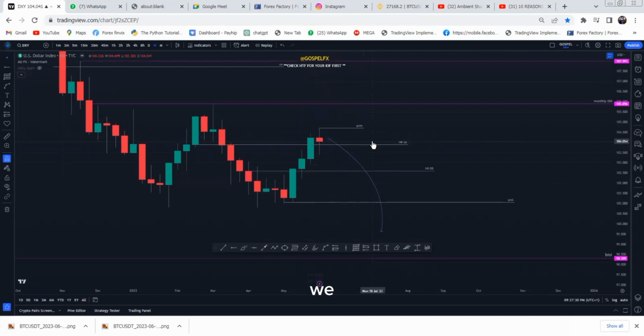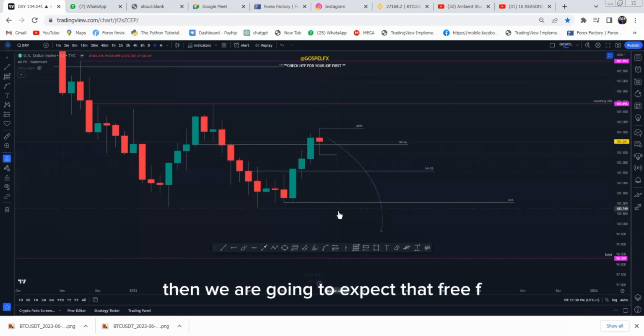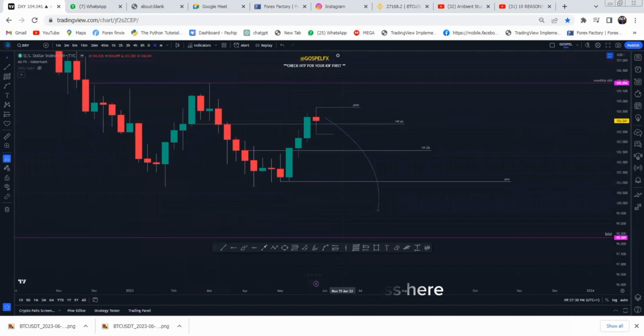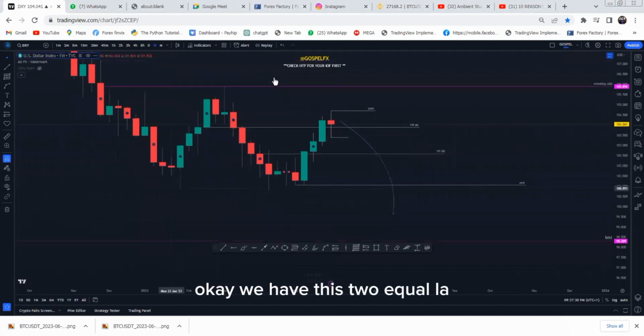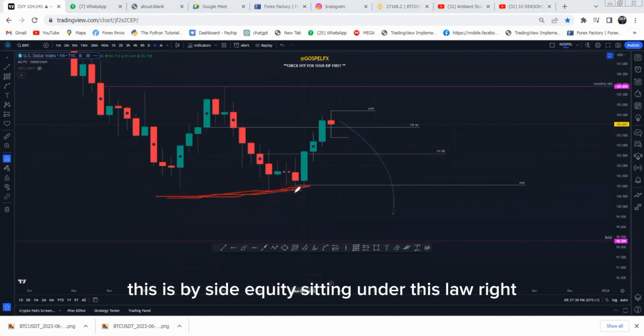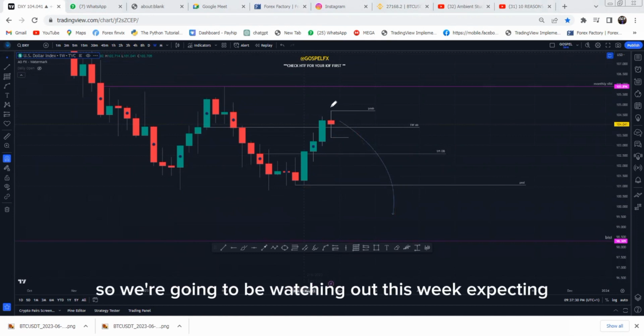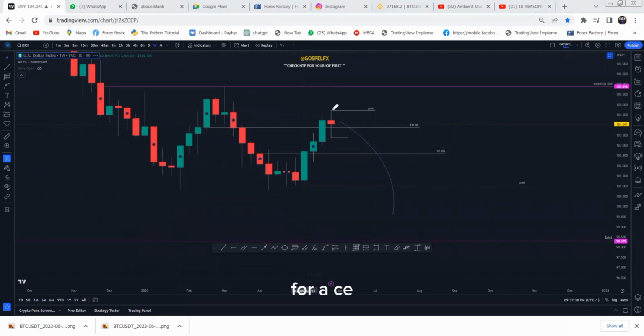So at this point, we're going to be expecting an expansion in two directions, having all the conditions laid out. Which means from the weekly chart here, if the low of this contraction is taken out, then we are going to expect that free fall to clear these two equal lows here. We have these two equal lows sitting here, right? This is sell side liquidity sitting under this low. So if the low of this is taken, we are going to expect a free fall expansion down to this point after this contraction.